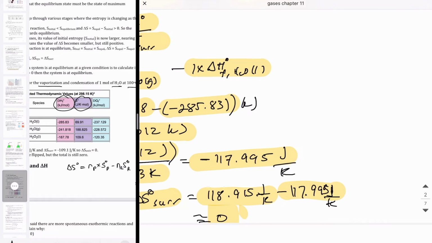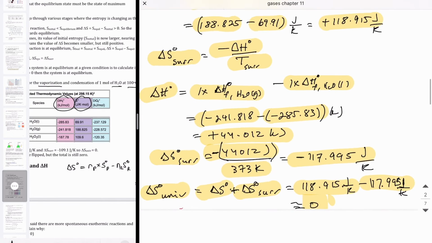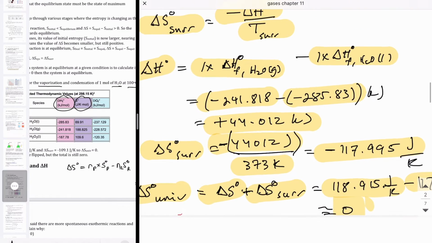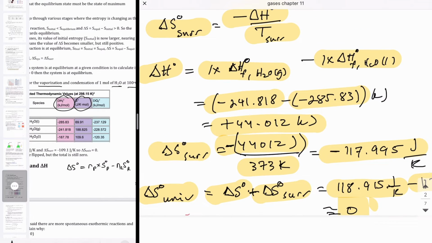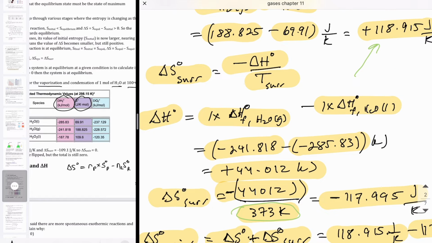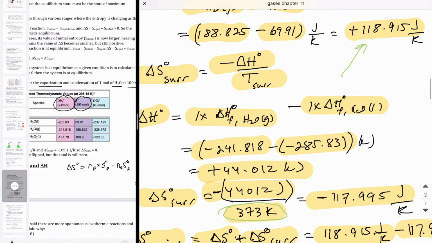It is pointing to the fact that when a reaction is at equilibrium, its delta S of the universe would be equal to zero. And you can see how this number could be useful. So for example, if I want to calculate the boiling point of water, let's say I don't know that water boils at 373 kelvins or 100 Celsius, all I need to do is just calculate the delta S of the reaction, which is 118.915.